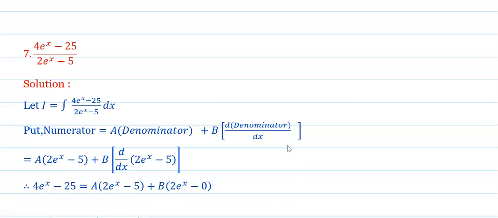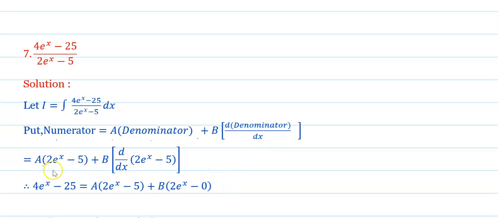Okay, now the next problem. Problem number 7: integral of (4e^x − 25) upon (2e^x − 5). Same type of problem, whether it is in the trigonometry form or in the form of the exponential. Again, the numerator is equal to a into denominator plus b into d/dx of the denominator.